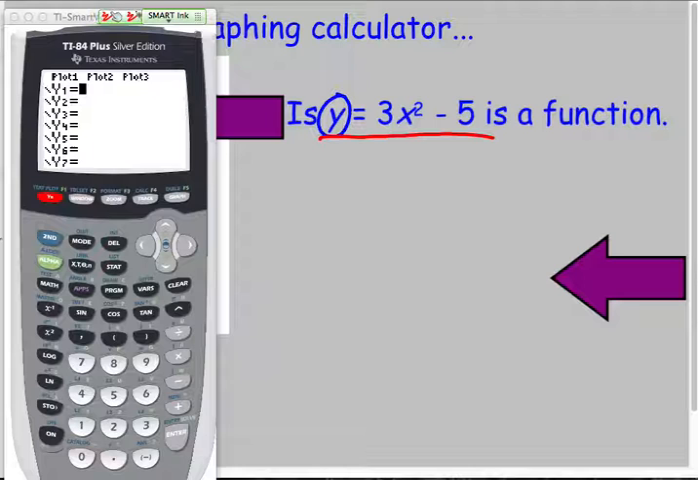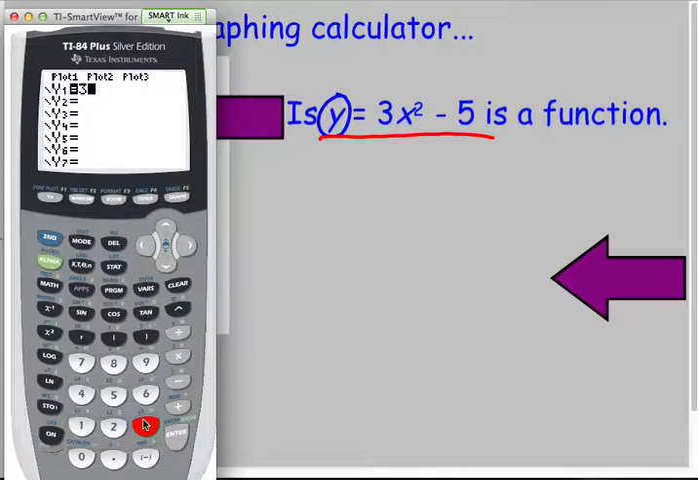3x squared minus 5. So I'm going to type in 3. I need an x variable. Now I'm not using the blue x's here. I'm using this one right over here. It's next to the green alpha key. It's x, t, alpha, and n. We're going to hit that right there. It's squared, so I'm going to hit the caret key and hit 2. I'm just going to hit an arrow to the right to get down again, and then minus 5. And enter. There's our graph.